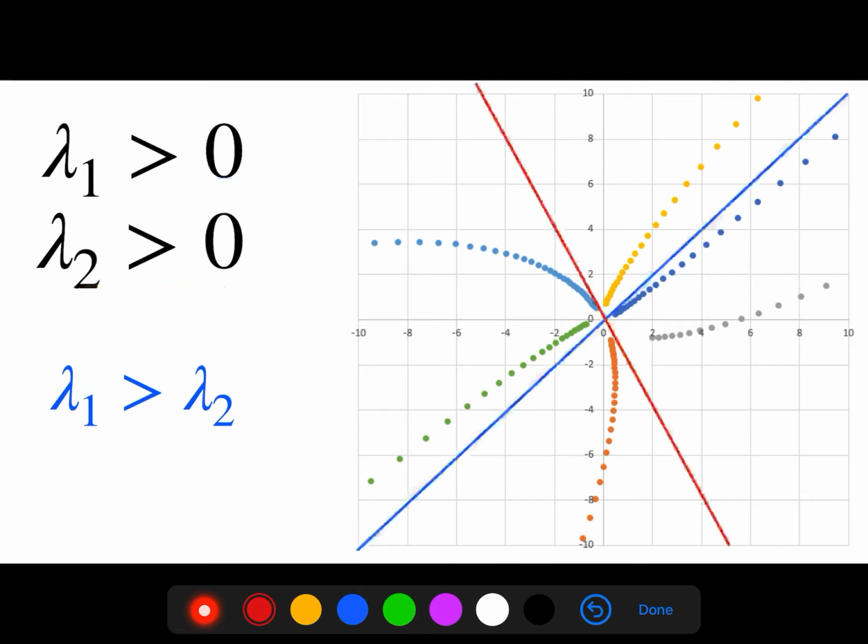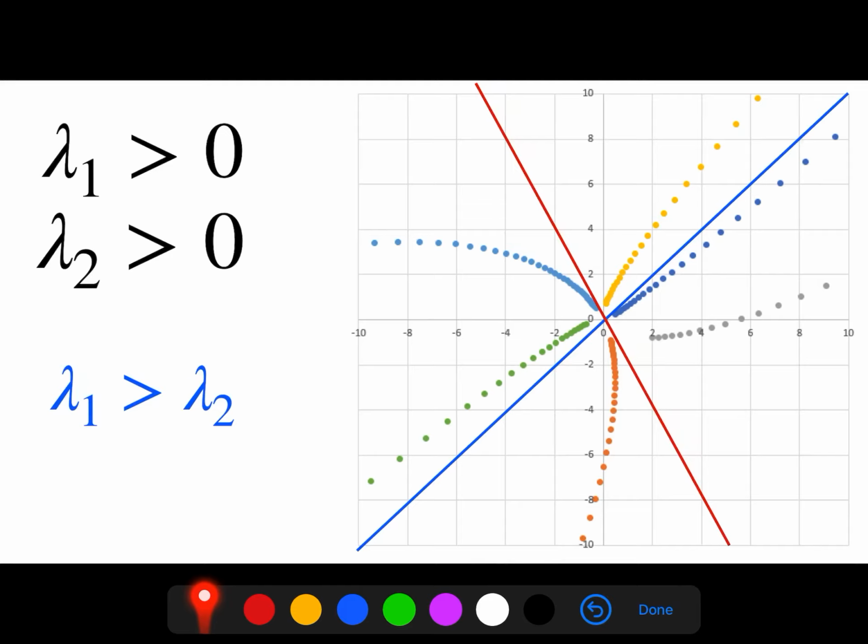What you'll notice is that every point seems to be trending towards that lambda 1 eigenvector. Each point here tends to be trending towards that lambda 1 eigenvector, and they're all bending that way. Why is that? Well, that's because lambda 1 is bigger than lambda 2. Here, they also tend to trend in a general pattern towards that eigenvector. If you were to stretch these out long enough, they would eventually look parallel to that line. They're heading in that direction.